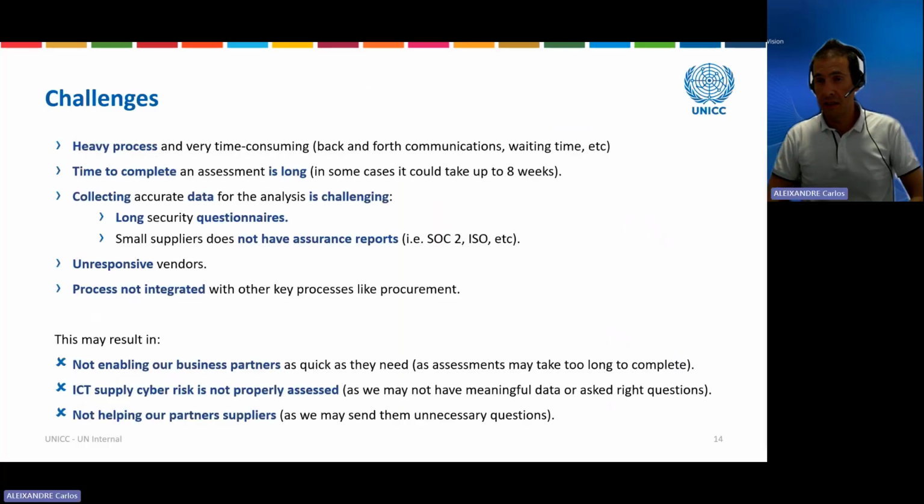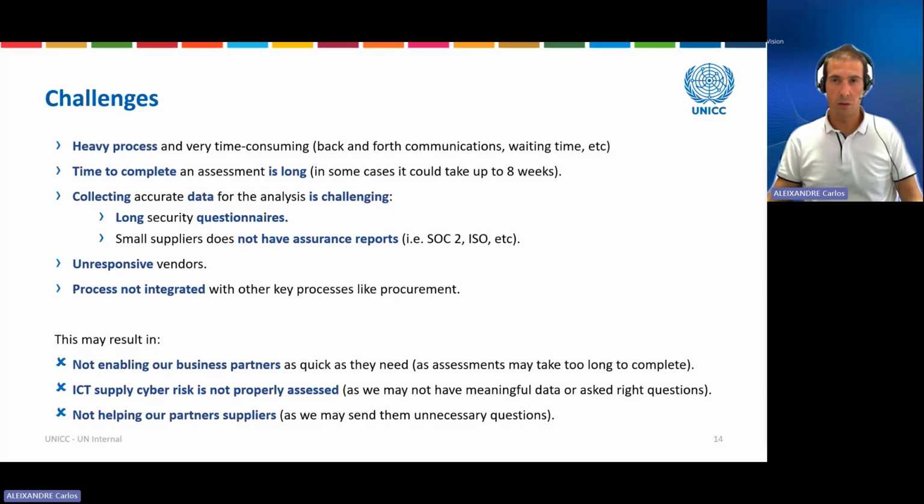Now, what are the challenges in all these processes in the third-party risk management process as an overall, but also on the vendor security risk assessment in particular? So what are the challenges? As we know, it's a very heavy process and very time-consuming. There is a lot of back and forth communication, a lot of waiting time, a lot of confusion if we use questionnaires with Excel files and you need to share via email and so forth. So it's a very heavy process.